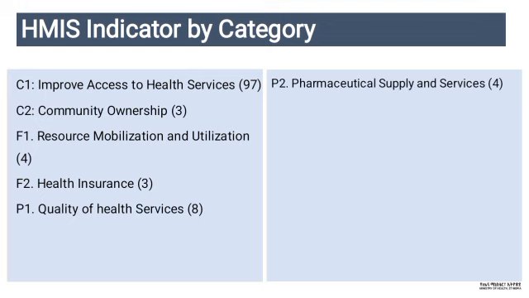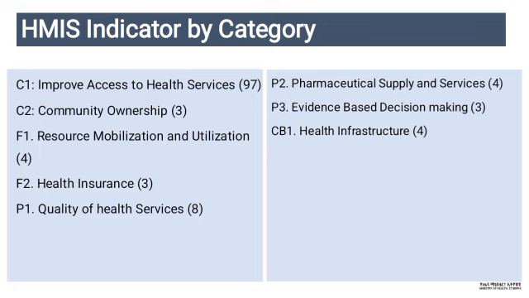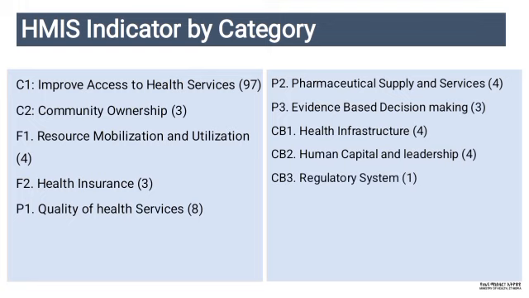P2. Pharmaceutical supply and services, in brackets 4. P3. Evidence-based decision making, in brackets 3. CB1. Health infrastructure, in brackets 4. CB2. Human capital and leadership, in brackets 4. CB3. Regulatory system, in brackets 1. Total HMIS indicators in 2021 is 131.